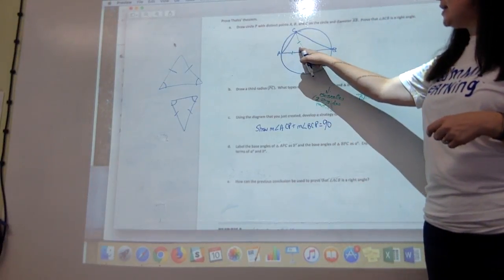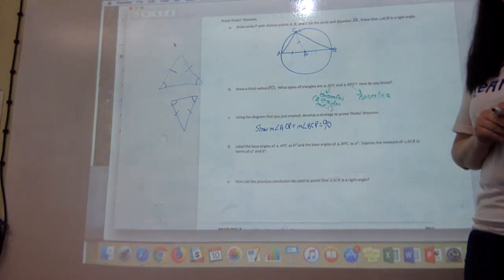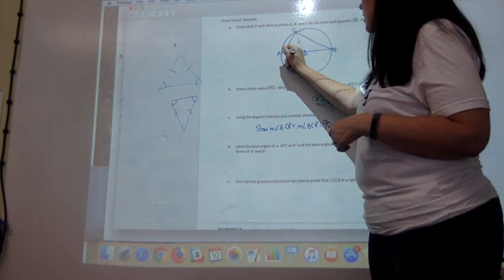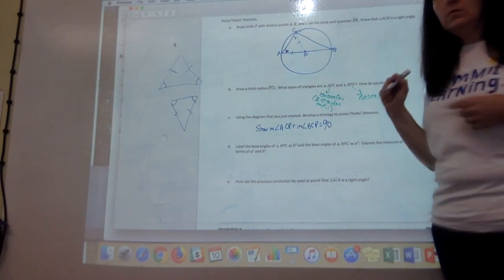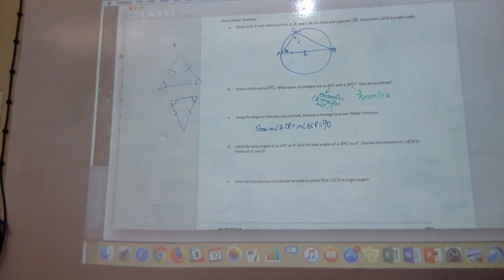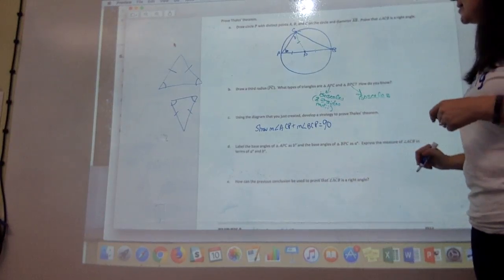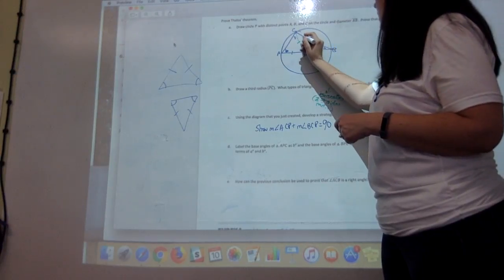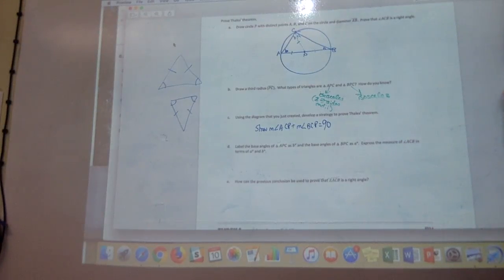So what would be the base angles for triangle APC? A and C. And we know that they have to be the same. So I'm going to call this one B, and I'm going to call this one B. And then it says label the base angles of triangle BPC as A. Yes, so that'd be this angle and that angle, correct? Yeah.